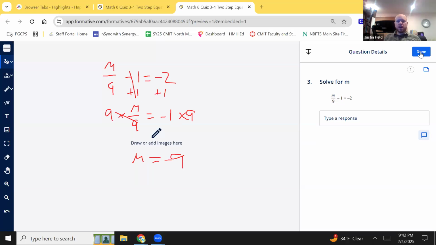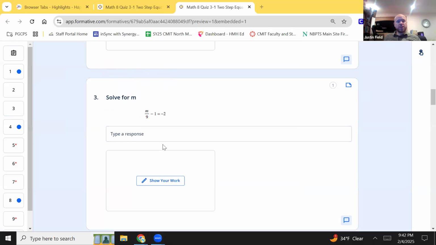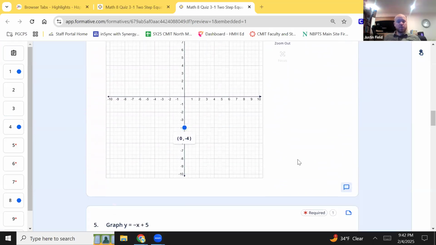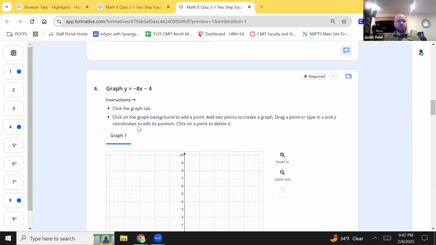All right, number 3 is done. Okay, very important that we all understand two-step equations, because now we have multi-step equations. Okay, so graphing -8x minus 4. When we're doing this, the first thing we need to know is what is the y-intercept, and then what is the slope.